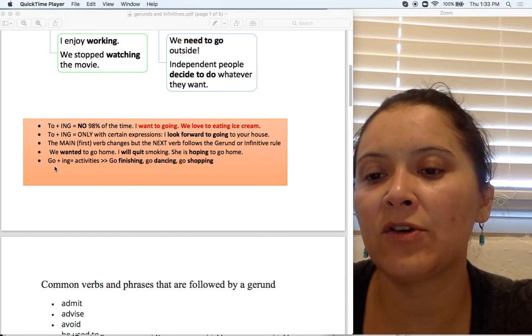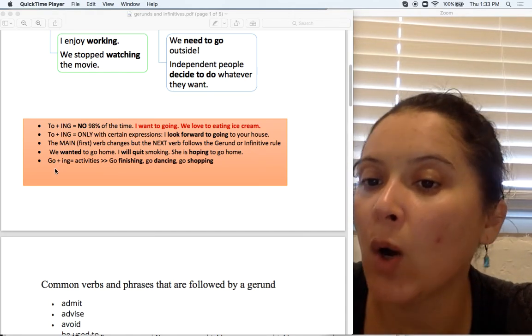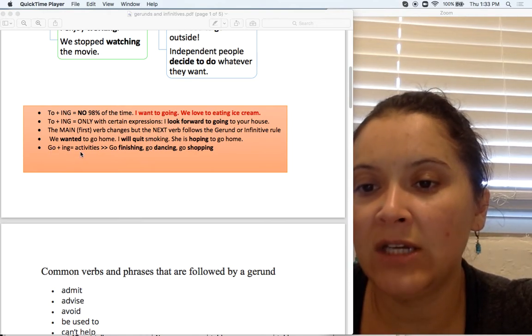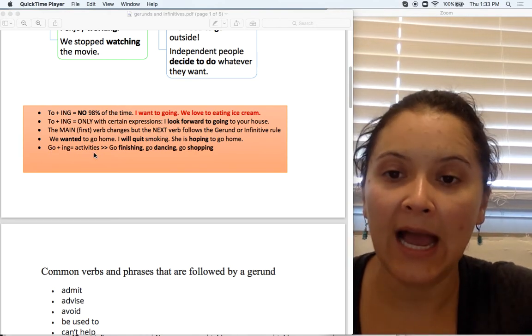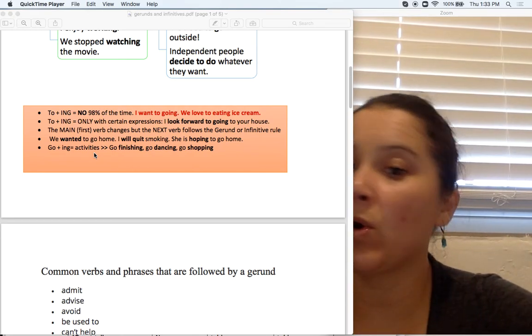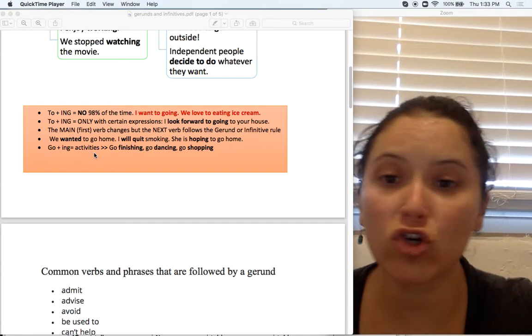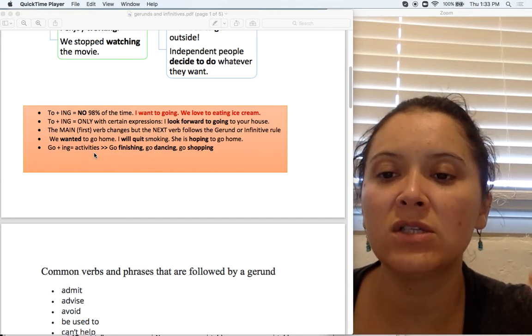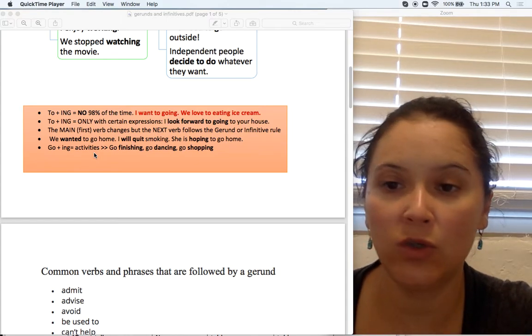And here we have another example, but with the verb go. It is very common for people to use go and ing to talk about activities. Like, I like to go fishing. I like to go running. I want to go dancing. Let's go shopping. So go and ing refers to an activity that you do.